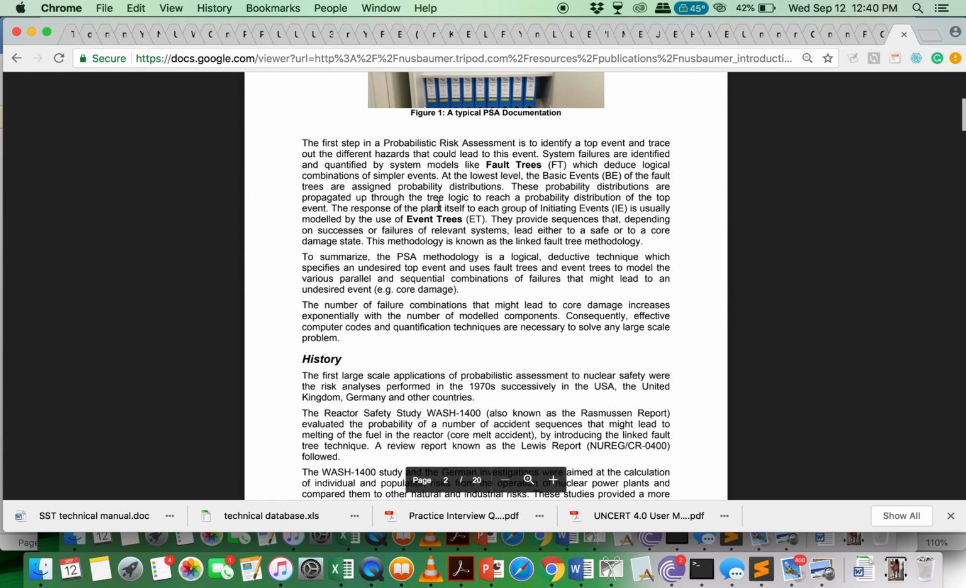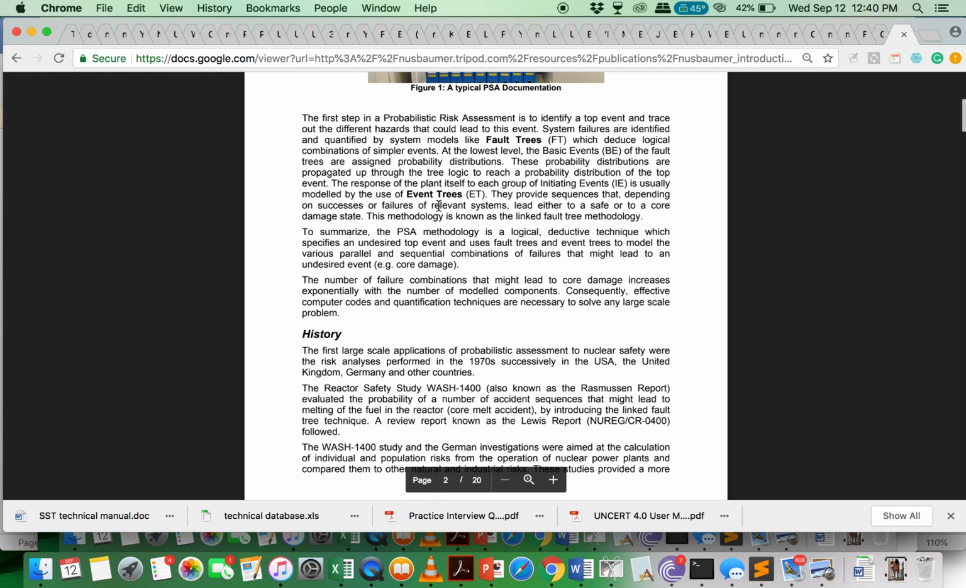The first step in a probabilistic risk assessment is to identify a top event and trace out the different hazards that could lead to the event. System failures are identified and quantified by system models like fault tree, which deduce logical combinations of simpler events. At the lowest level, the basic events of the fault tree are assigned probability distributions. These probability distributions are propagated up through the logic tree to reach a probability distribution of the top event.